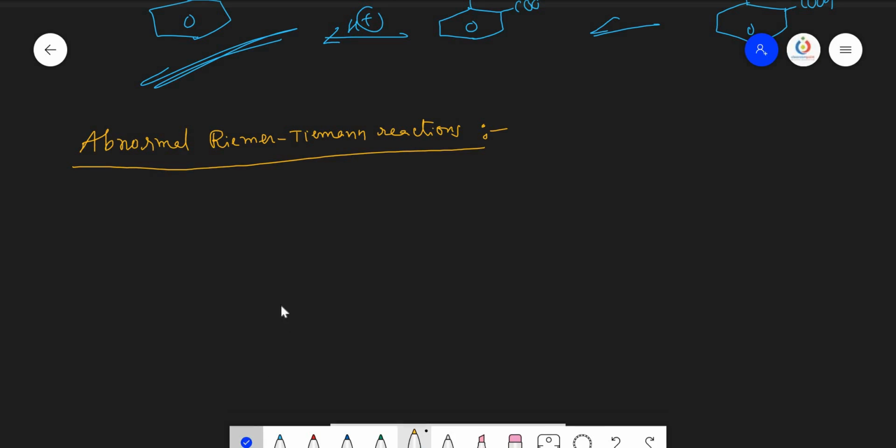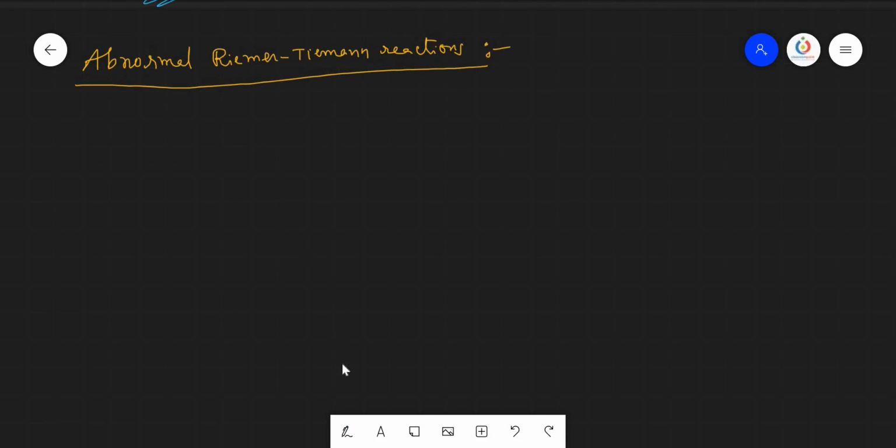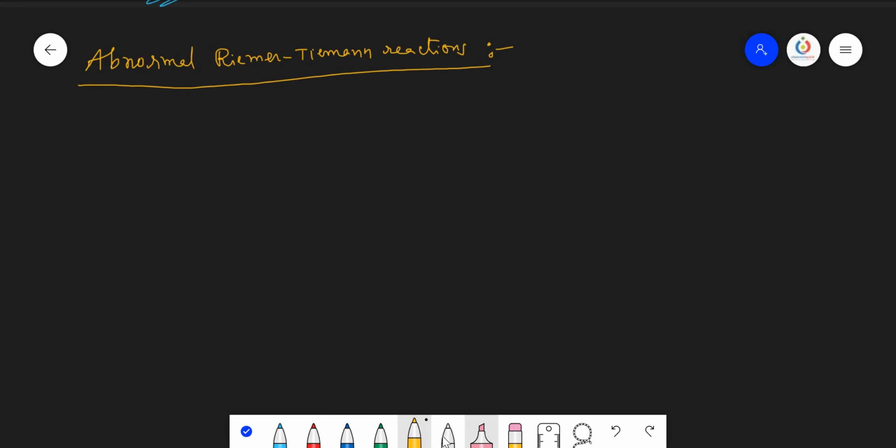So in this abnormal Riemer reaction, let us take pyridine. When this pyridine is subjected to CHCl3 chloroform, OH minus, H2O, H plus, then you will get two products.